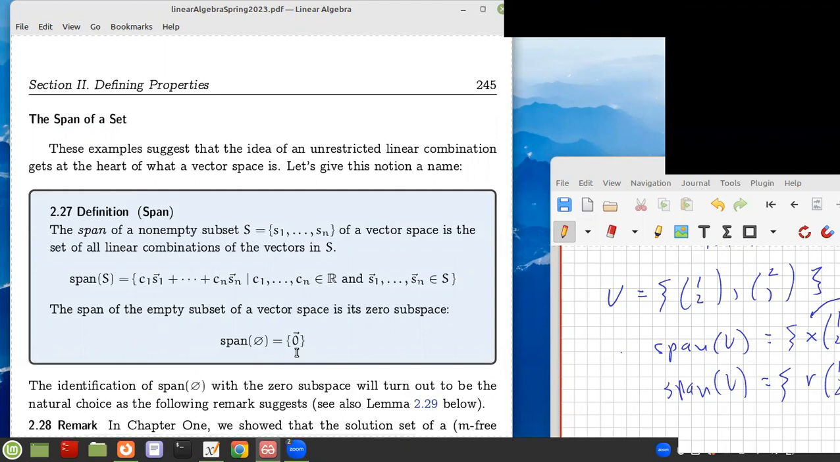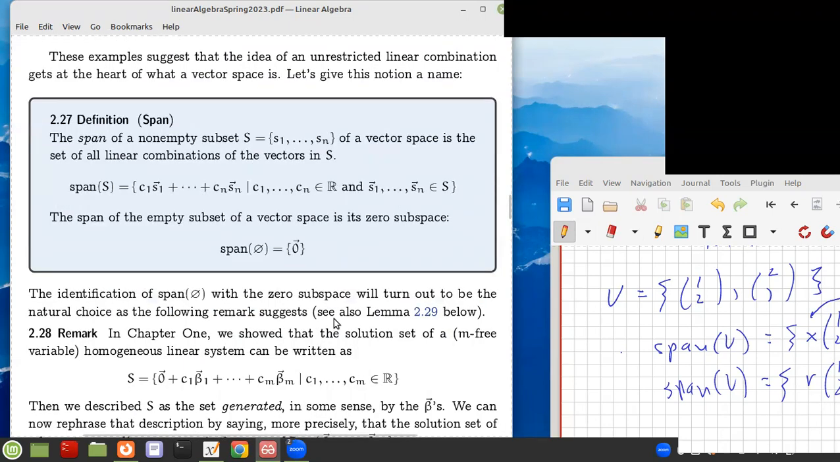So if I have a set S and it was empty, what's the span? Well, this is weird, but it's one of these conventions that works to make everything else easy to state without exceptions. Okay.